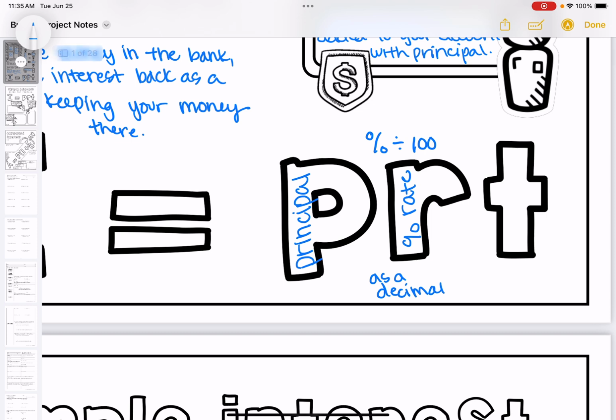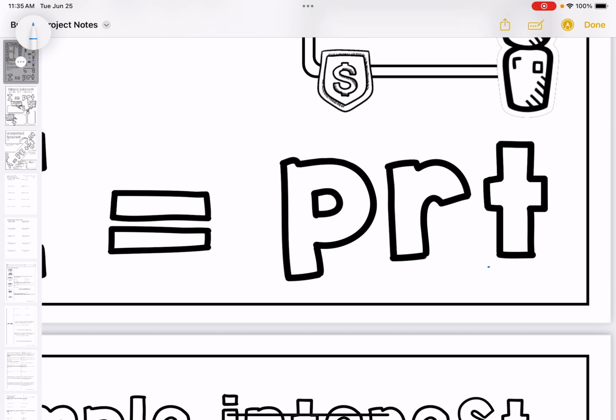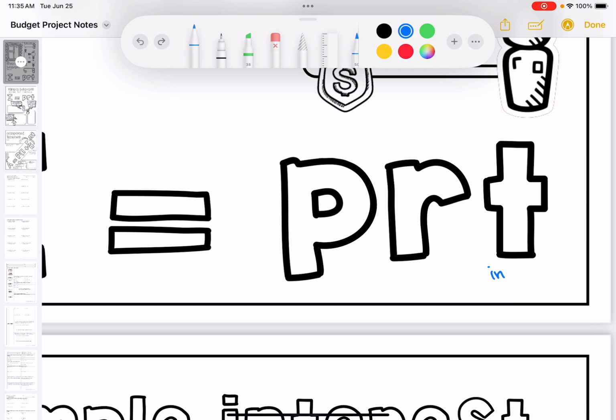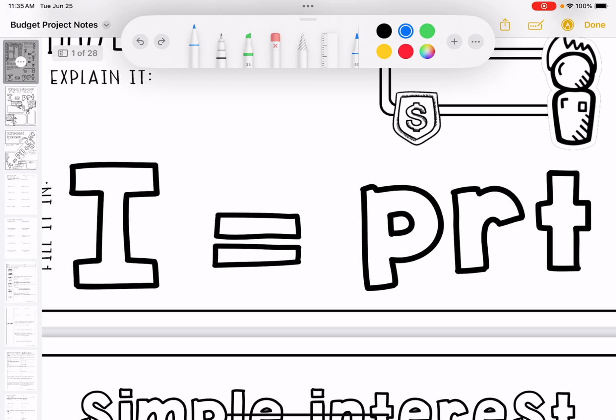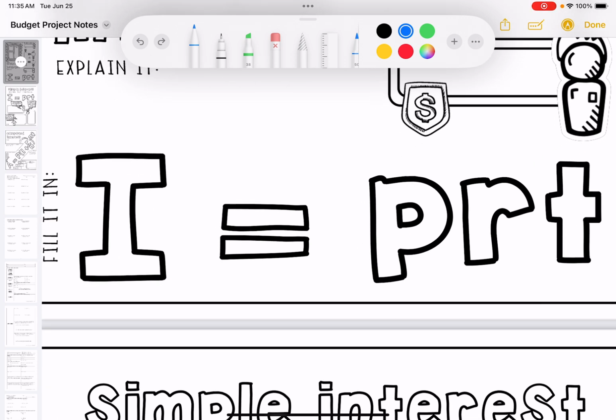And then T is for time. And then under it, it needs to be in years. I'm not sure where everything just went. No? Okay. I hope y'all got everything else because it just erased.